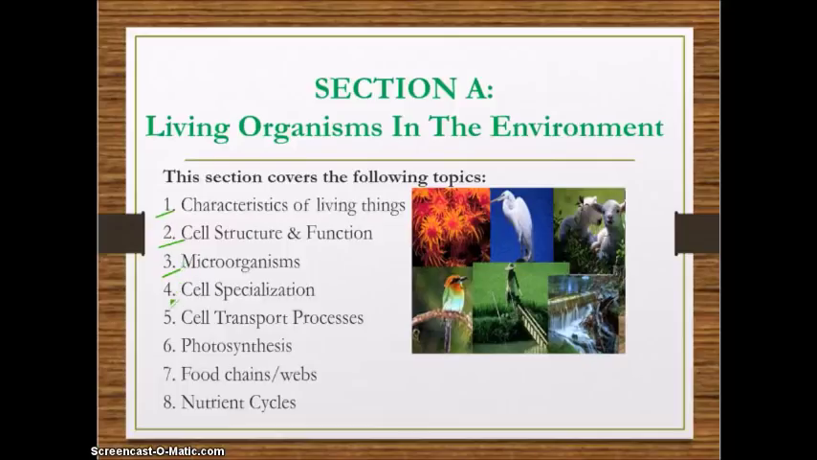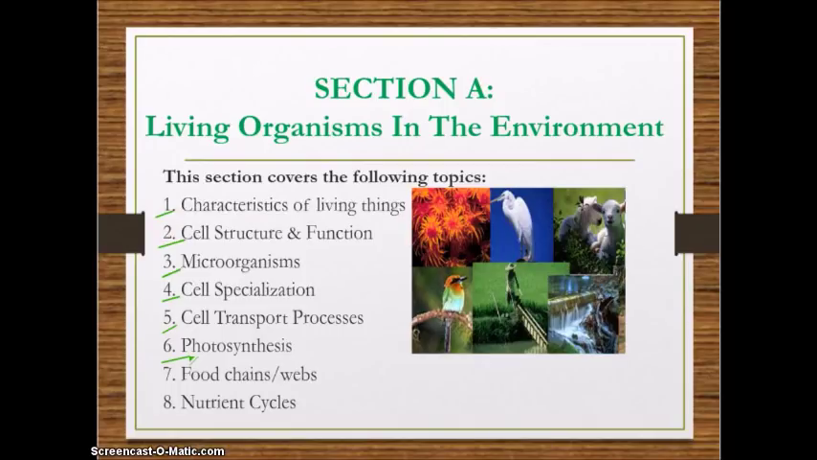And in terms of cells, we're continuing with cell specialization. So how cells come together to form tissues, tissues come together to form organs, and then organs forming the organ systems, and then the organism. So basically the building up, the levels of organization within an organism. And then cell transport processes would include osmosis and diffusion and active transport. So you should have an understanding of the differences between those three cell transport processes, how molecules would move in and out of the cell.